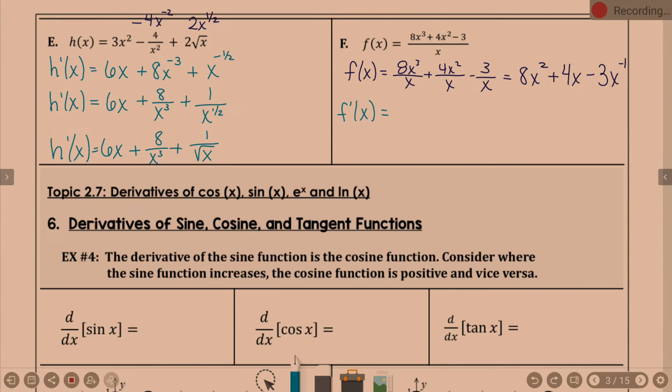So, okay. What do we know? Derivative of 8x squared is 16x, plus derivative of 4x is 4, minus derivative of 3x to the negative 1. I'm going to write it as plus 3x to the negative 2 for right now, because negative 1 times negative 3 is positive 3, subtract 1, x to the negative second. However, the final piece: 16x plus 4 plus 3 over x squared.